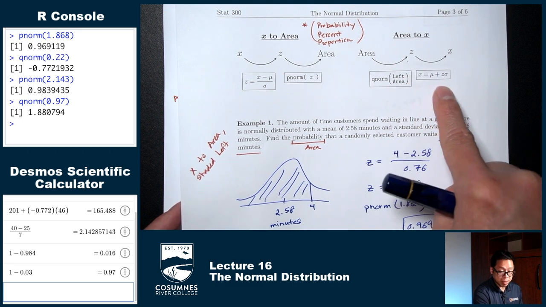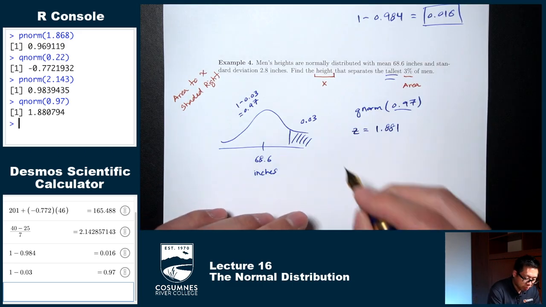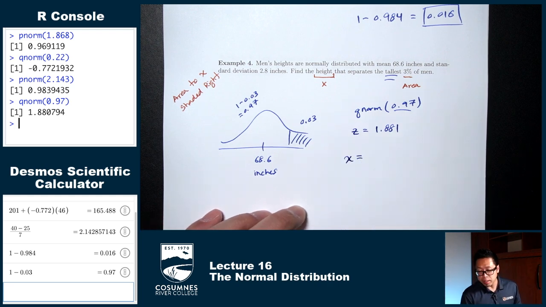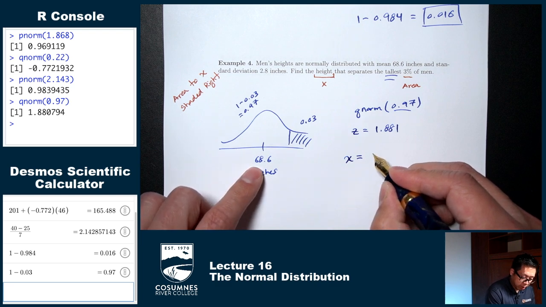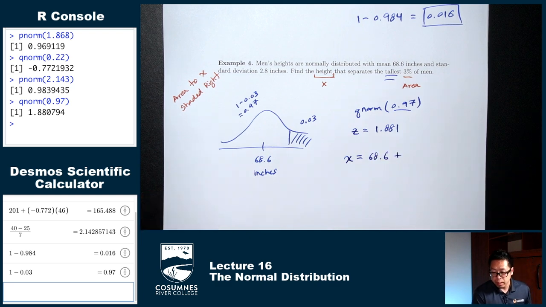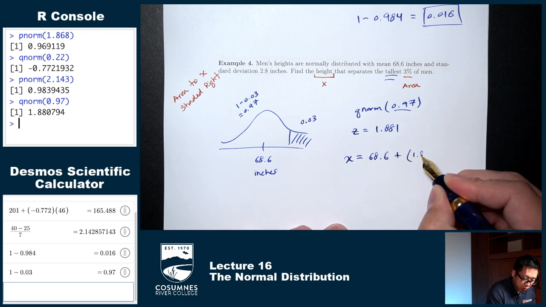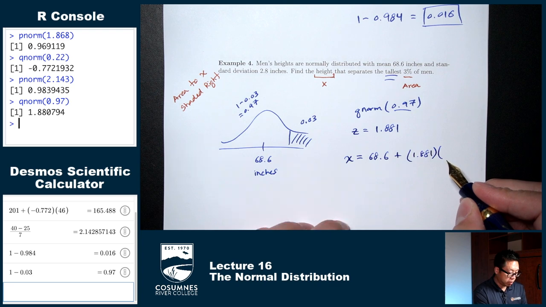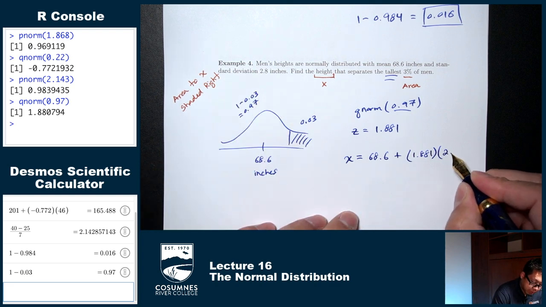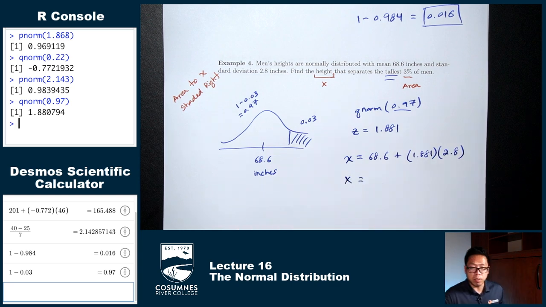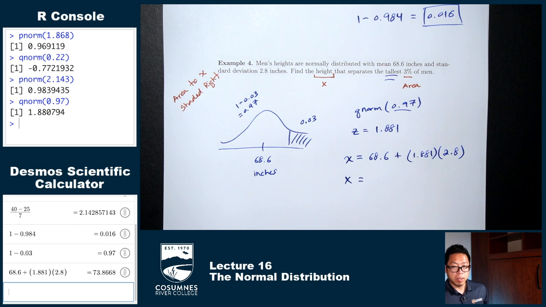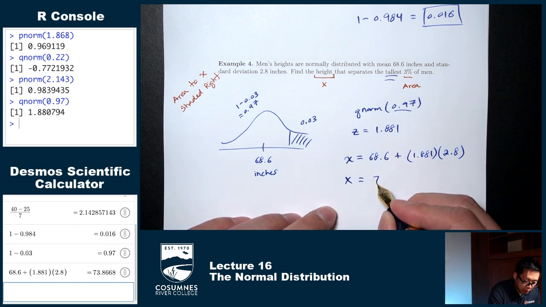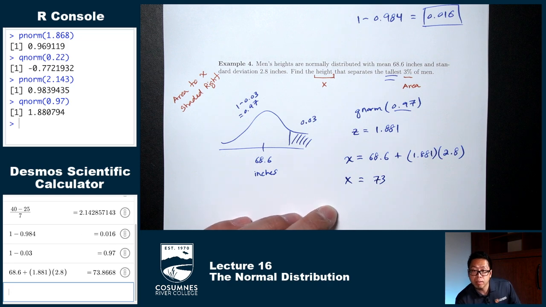Now we go from z to x by doing this x formula. So x equals, okay, formula says mu, the mean. What's the mean? 68.6 plus z, our z is this 1.881, times the standard deviation, 2.8. All right, so on a calculator, 68.6 plus 1.881 times 2.8. Round to three decimal places, this is 73.867.